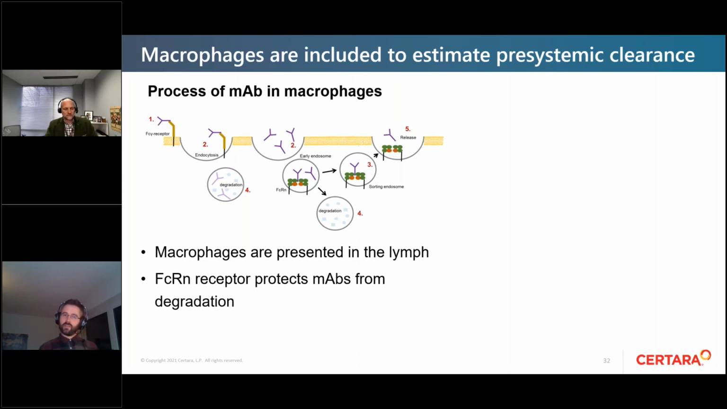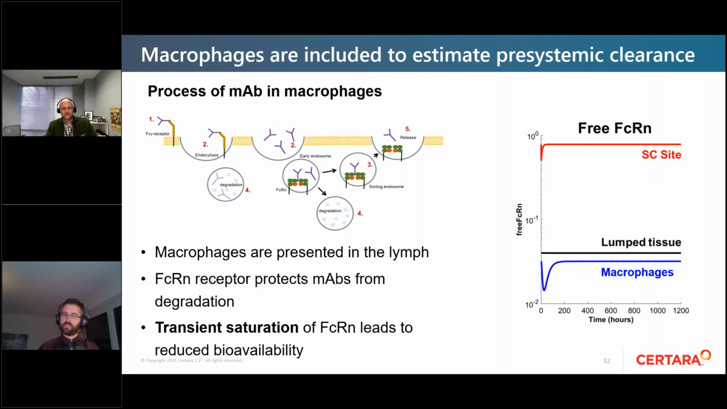So what they do is to have a high uptake rate into the cell, but they also have a protective mechanism because we don't want to get rid of our endogenous immunoglobulins. So there is a protective pathway called the FcRn receptor that protects the antibodies from degradation.